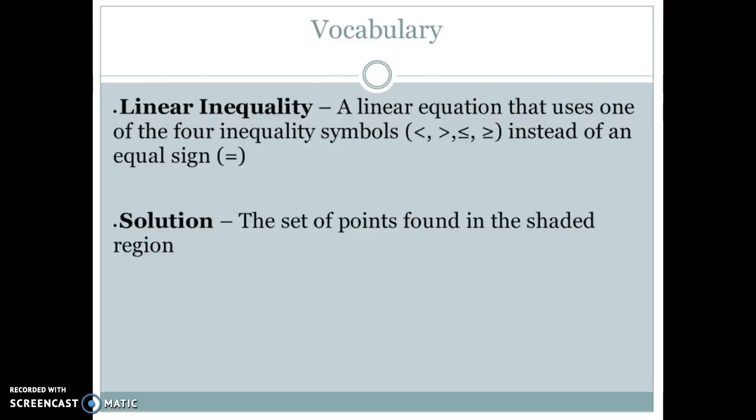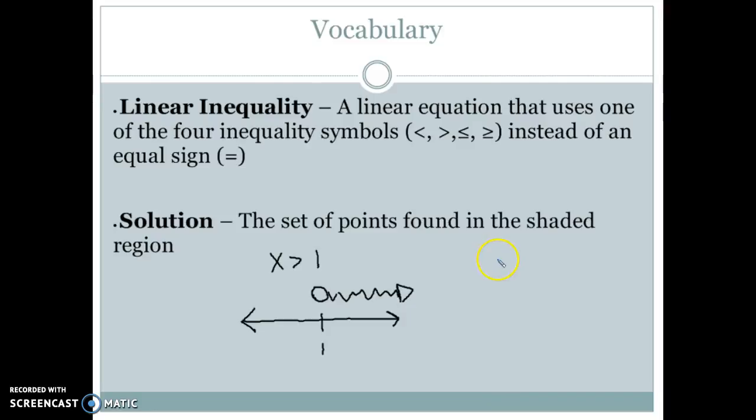The solution to our inequality is a set of points found in the shaded region, right? So if you think back to when we did inequalities before, we would always have something like x is greater than 1, and we would graph it on a number line. We'd go to 1, and if it was just greater than or just less than, we put an open circle, right? And then we would shade whichever way our arrow was pointing, so all the x's that are bigger than 1 would be to the right.